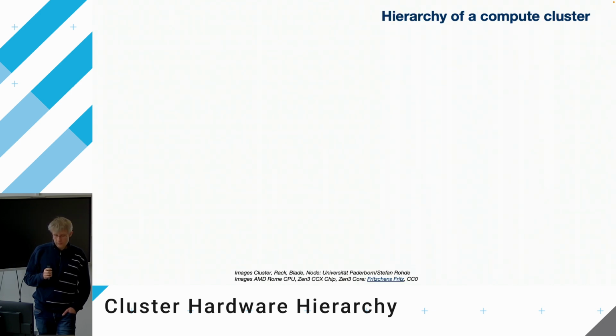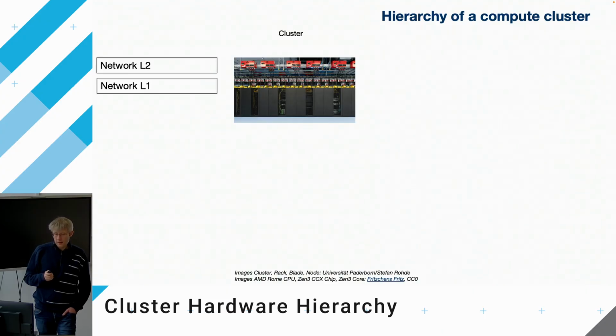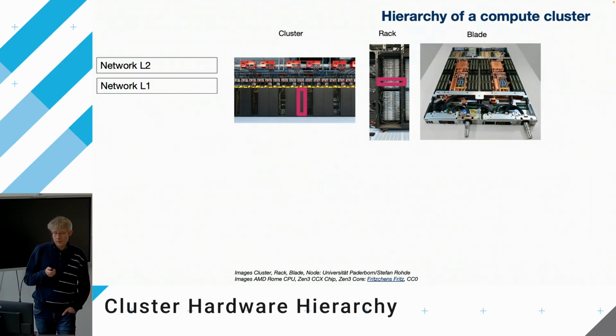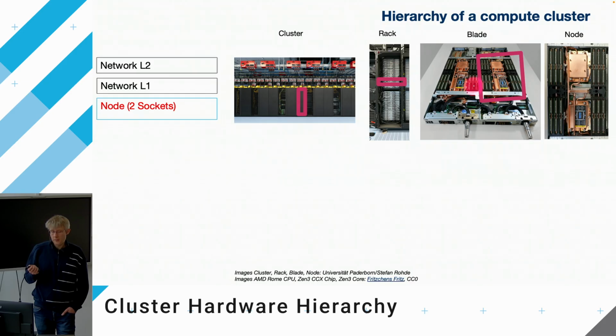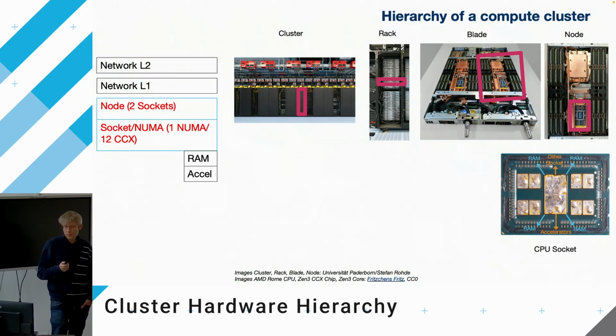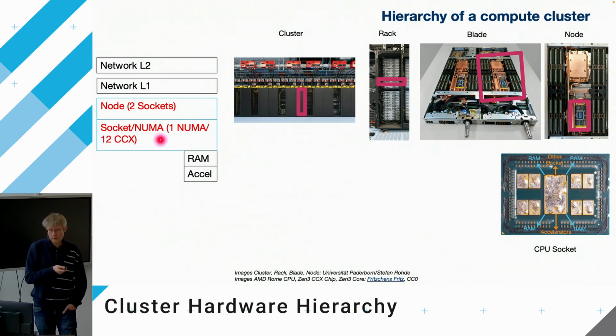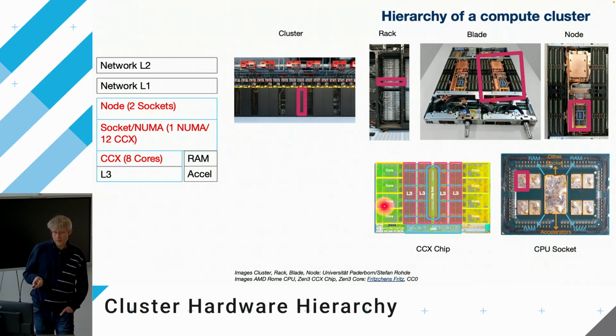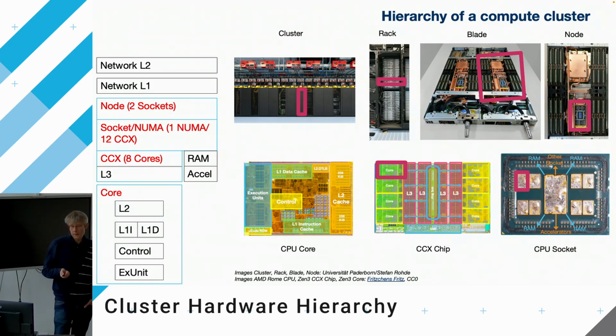Let's go quickly through the hierarchy as we've seen it. We begin with the racks, and all of the racks are then connected via the networking. And inside of the racks, we have the blades, and in this case, we have two nodes per blade, and then we have one node. On each node, we have two sockets, and then on one CPU socket, on one CPU, we have 12 of these CCDs, and per CCD, we have 8 cores, down to our CPU cores.